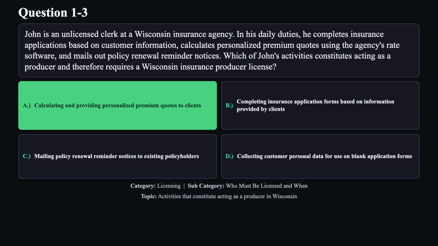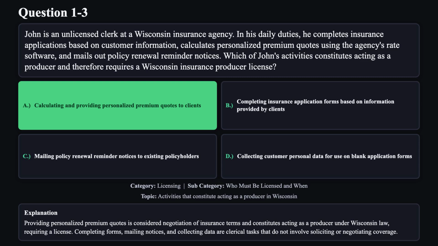The correct answer is A. Providing personalized premium quotes is considered negotiation of insurance terms and constitutes acting as a producer under Wisconsin law, requiring a license. Completing forms, mailing notices, and collecting data are clerical tasks that do not involve soliciting or negotiating coverage.